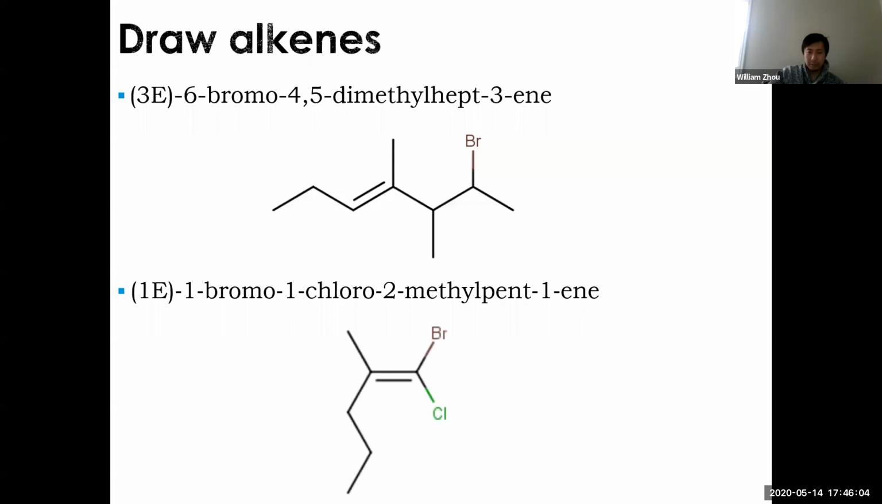And on carbon 1, you have a bromo and a chloro. And this has to be E. So if I draw the bromo on top, then the rest of the molecule must point down because they must be on opposite sides. Again, yours could be flipped.